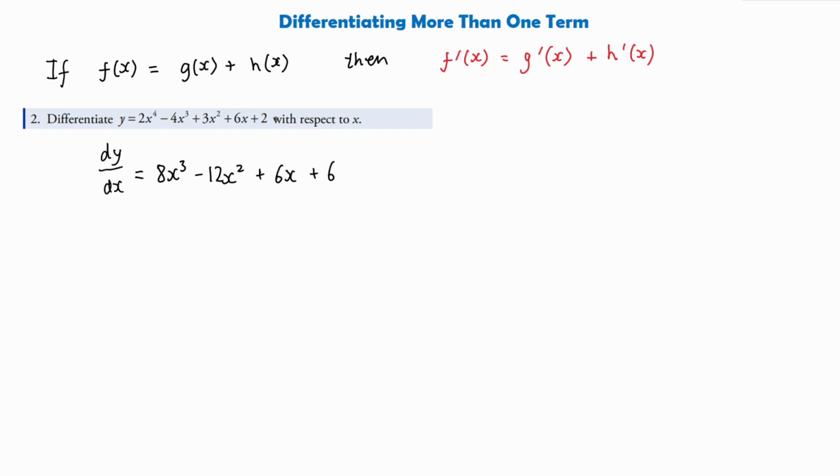Now, if we have a value that doesn't have an x term, which this here is technically 2x to the 0, if we differentiate this, it simply just vanishes. So it would become 0. So this is our derivative here. So if we have a value that doesn't have any x, it just disappears.